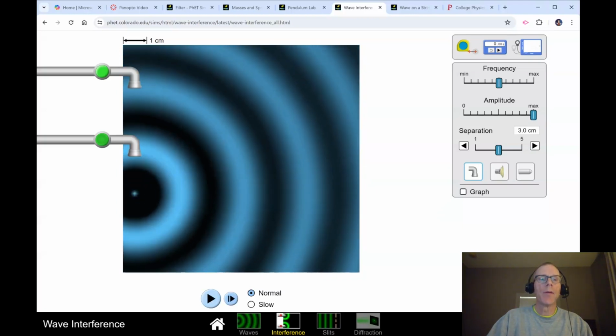So I'm going to just pause that, and let's measure the wavelength. So wavelength is from peak to peak or trough to trough. So if we just go from the middle of one to the middle of the other, we've got a wavelength of about 2.6 centimeters.